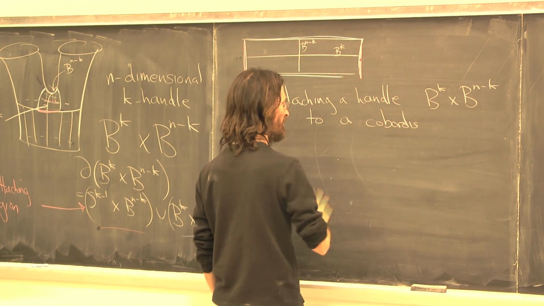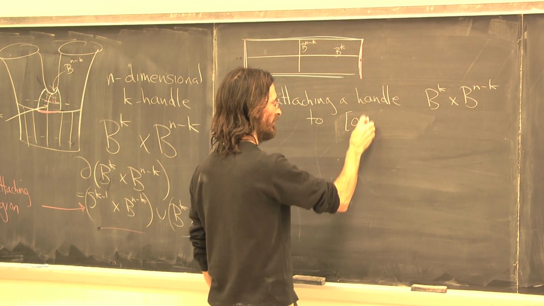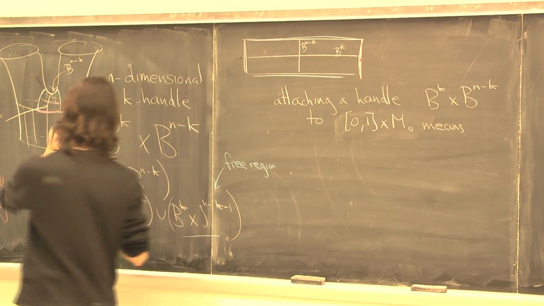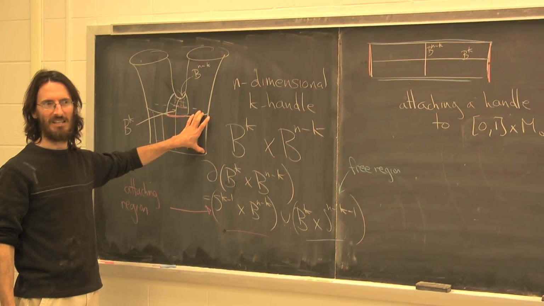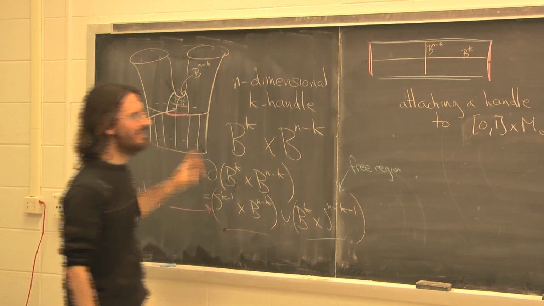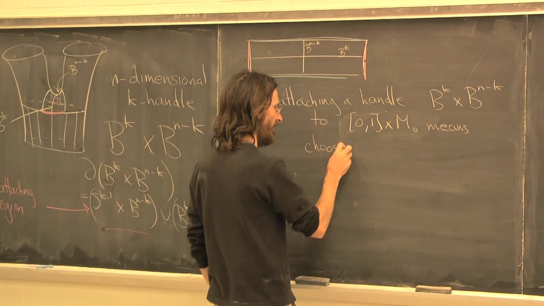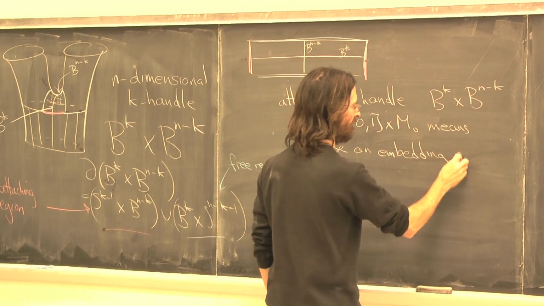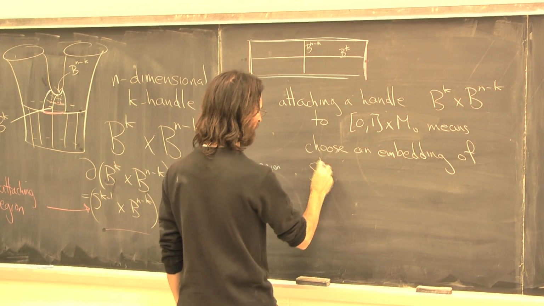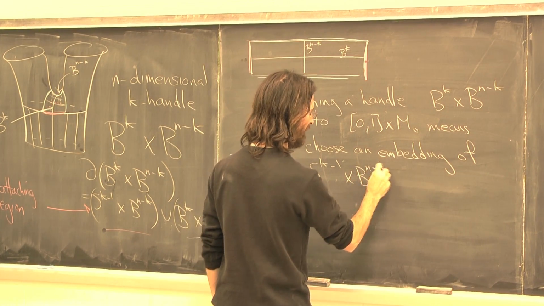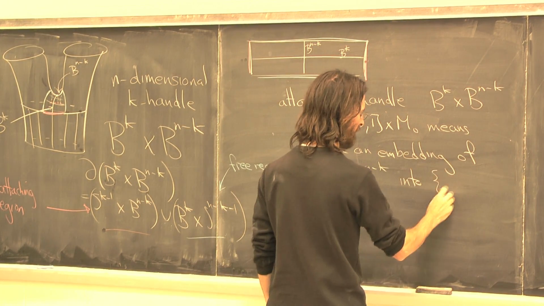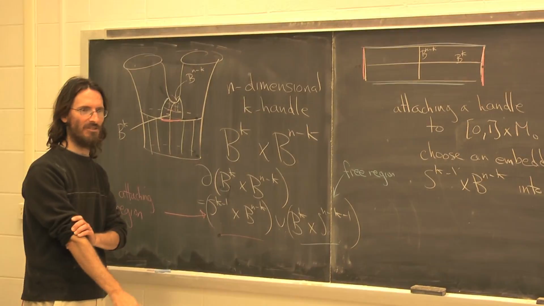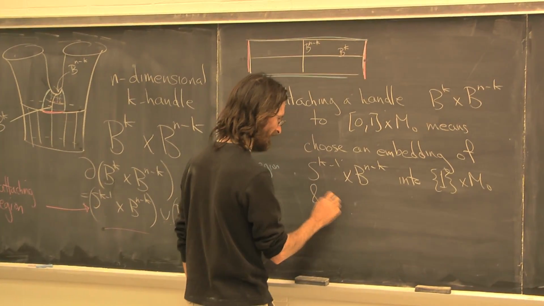let me say what it means to attach it to a product. To [0,1] cross M0 means, already I've gone and called this 0 to 1 rather than 0 to f of p minus epsilon, which is what I was calling it last time, of course it doesn't matter. It means you choose an embedding of the attaching region. And the attaching region is S^{k-1} cross B^{n-k} into the top part of the cobordism, into 1 cross M0. Right? And having chosen that smooth embedding, then you glue using this embedding.